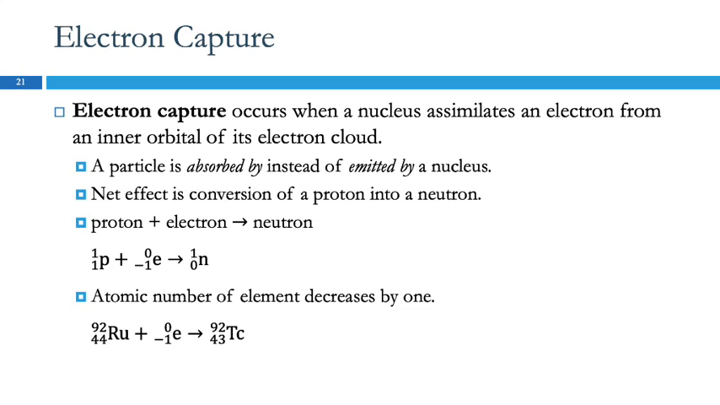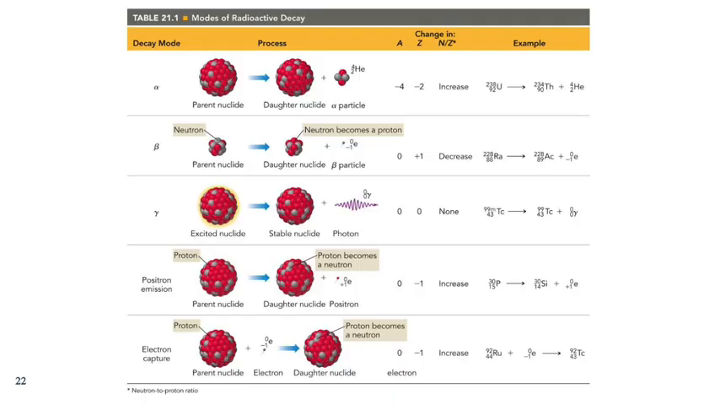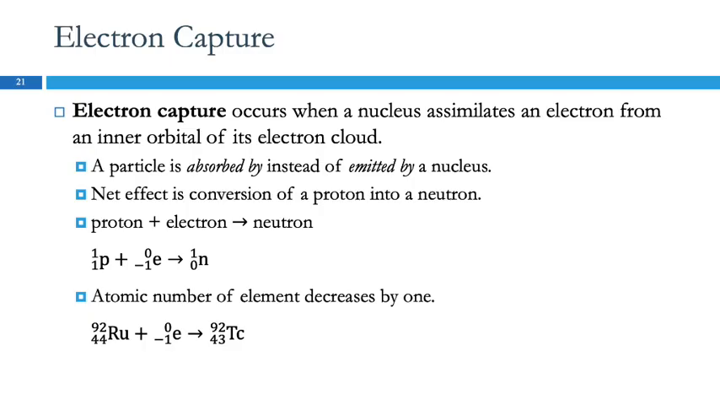When we have electron capture, the atomic number decreases by 1. So here, ruthenium-92 plus an electron captured, and we end up with technetium-92. So the atomic number changes, the mass number doesn't change. And because that's absorption rather than emission, there's no talking about penetrating power or ionizing power.